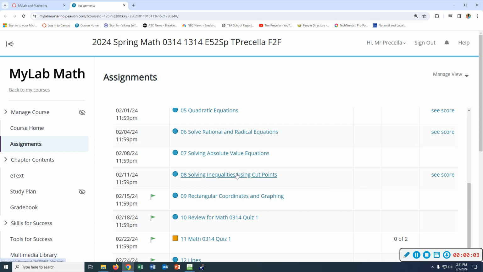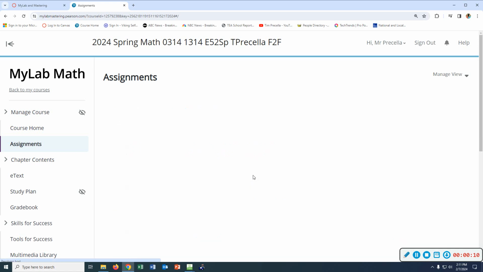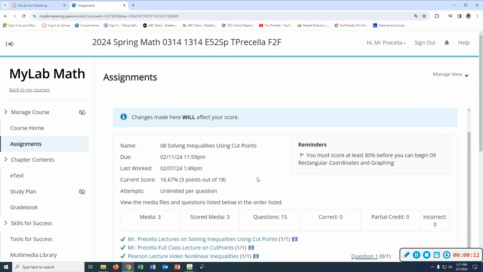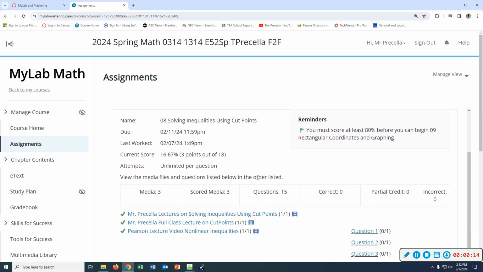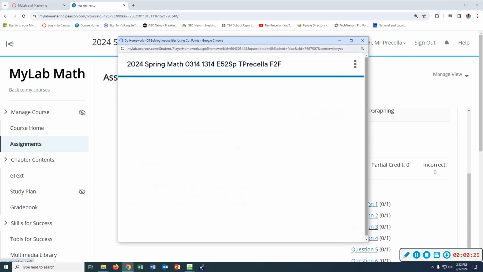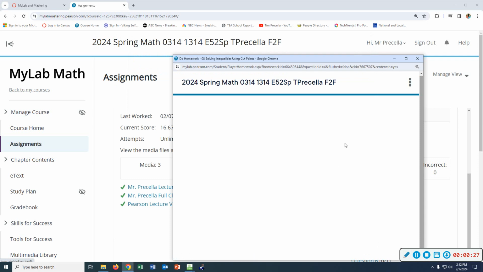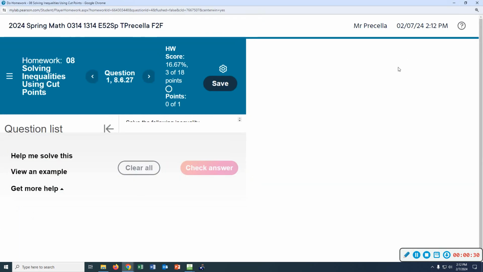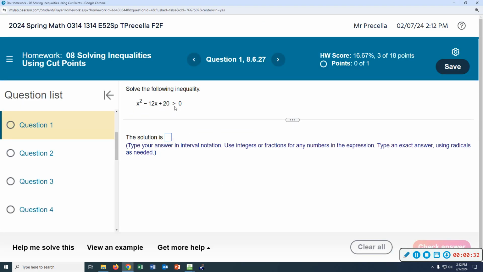Good afternoon, class. Today we're going to be solving inequalities using cut points. And the natural question is, well, what the heck does that mean? We've been solving equations up to this point. Equations always have equal signs in them, okay? An inequality has a less than or a greater than symbol, or it might have a less than or equal to or greater than or equal to. See this little greater than symbol?